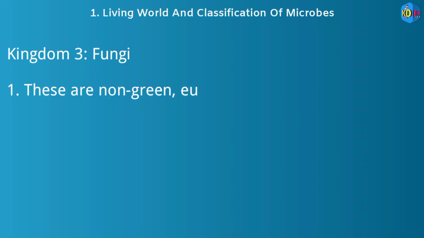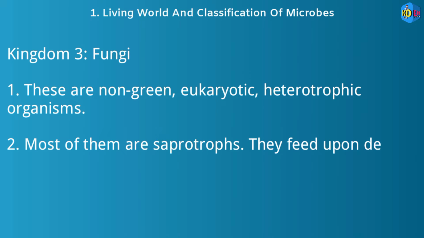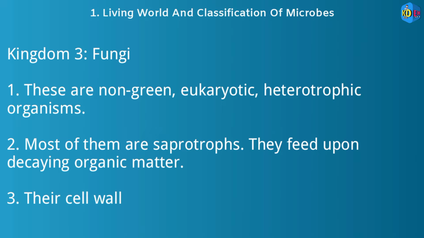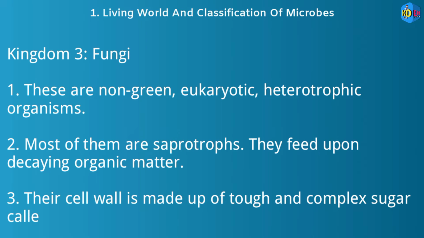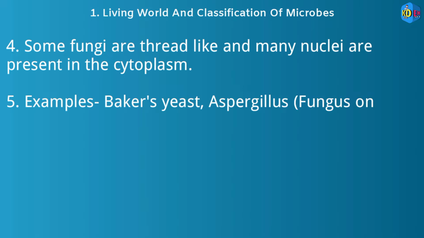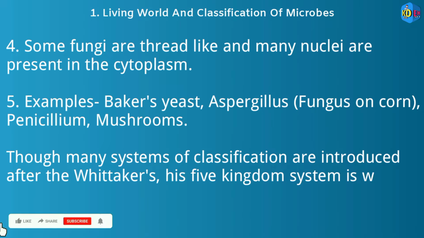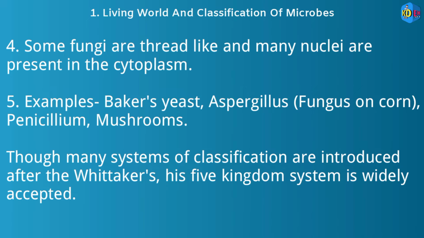Kingdom 3 Fungi. First, these are non-green eukaryotic heterotrophic organisms. Second, most of them are saprophytic. They feed upon decaying organic matter. Third, their cell wall is made of tough complex sugar called chitin. Fourth, some fungi are thread-like and many nuclei are present in the cytoplasm. Fifth, examples: baker's yeast, Aspergillus, Penicillium, mushroom. Many systems of classification were introduced later, but Whittaker's five kingdoms system is widely accepted.